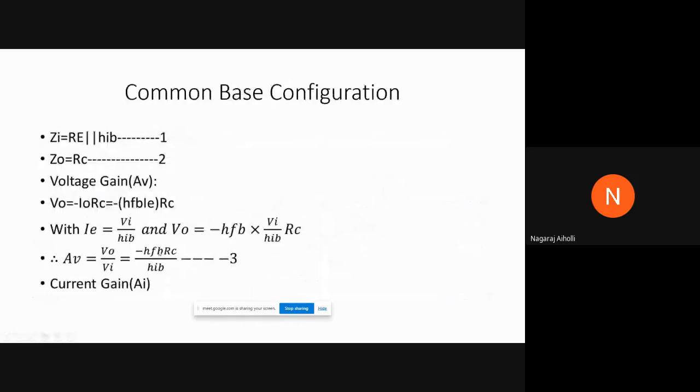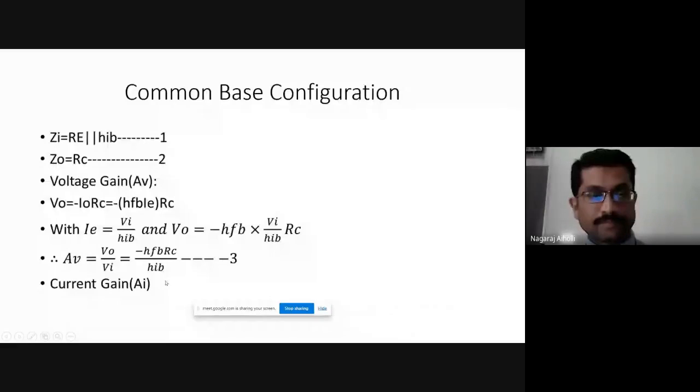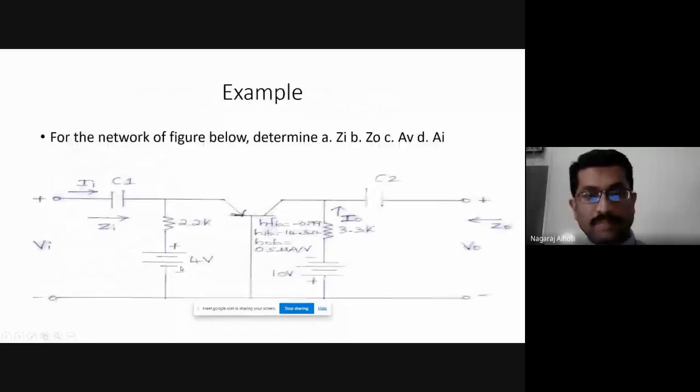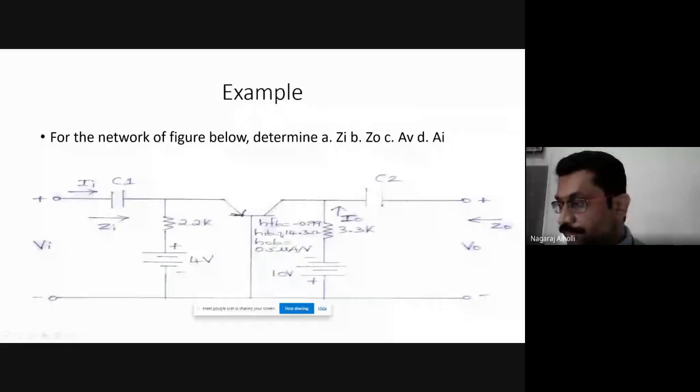AV is equal to minus HFB into RC divided by HIB. Note this formula. Then use these values: HFB is minus 0.99, minus HFB into RC, RC is 3.3K, divided by HIB. HIB is 14.21 ohms. We have to take 14.21 ohms.